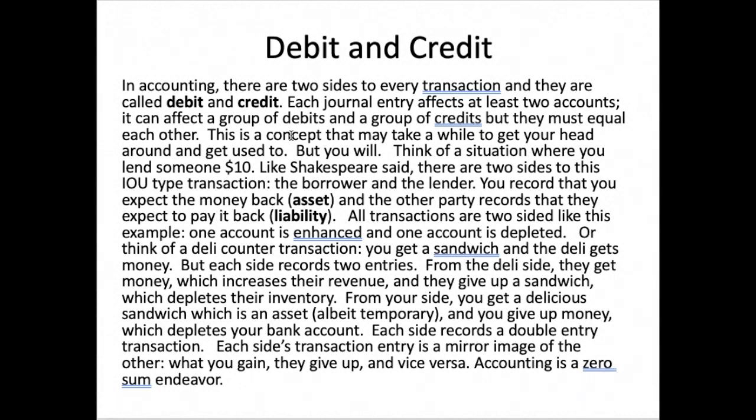Think of a situation where you lend somebody $10. Like Shakespeare said, neither a borrower nor lender be, right? There are two sides to this type of IOU transaction, the borrower and the lender. You record that you expect the money back, right? That's an asset. And think about banks this way too. Every asset on one bank is a liability on another bank.